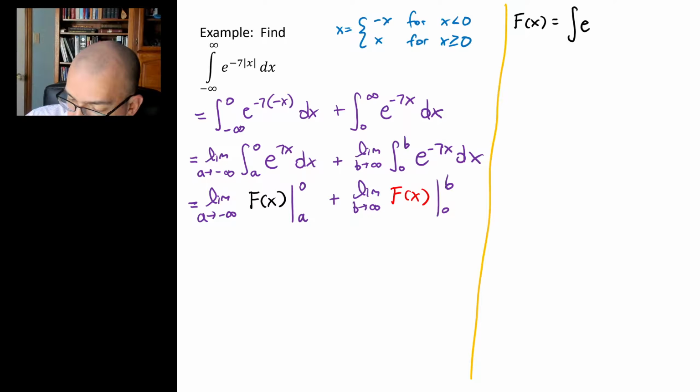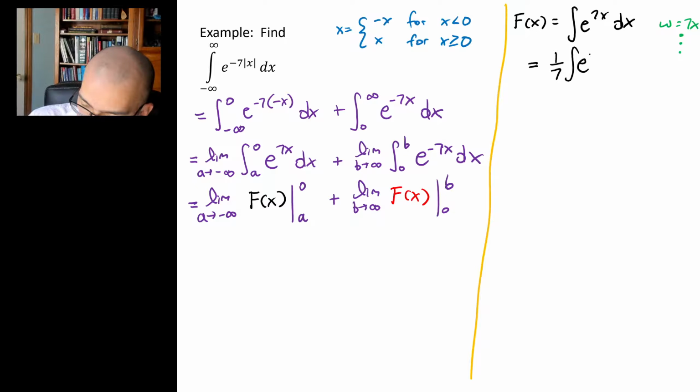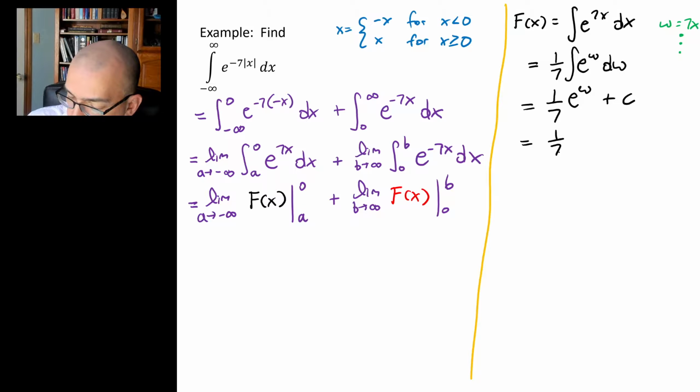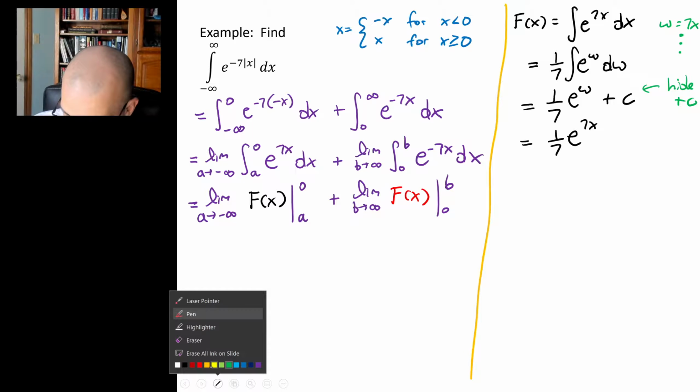So the first one, integral of e to the 7x. We let w equal 7x. And then do all that rearranging, and we'll find we get 1 over 7 integral of e to the w dw. So 1 over 7 e to the 7x. I guess I'll do it in two steps: e to the w plus c, and then we can hide the plus c, replace the w with 7x. Okay, and that's going to be what we substitute there.